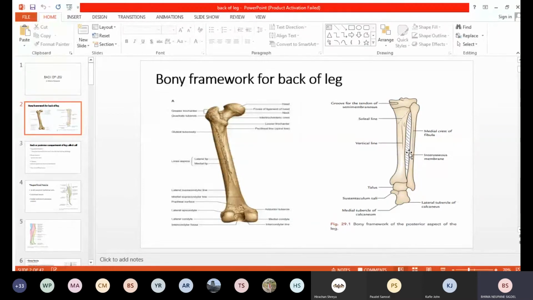along with other tarsal bones also, to know about the insertion and origin of the muscles in the back of the leg. Along with that, we have already discussed the femur in brief. Here also you have to know the lower end part only. We will discuss the lower end of the femur.